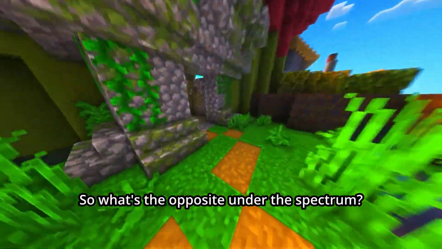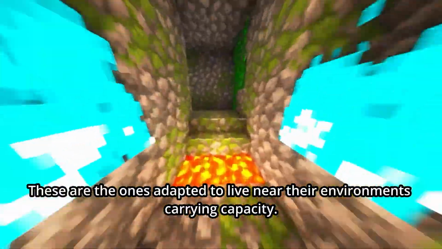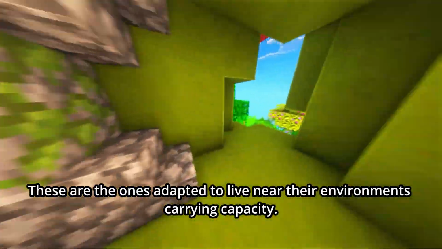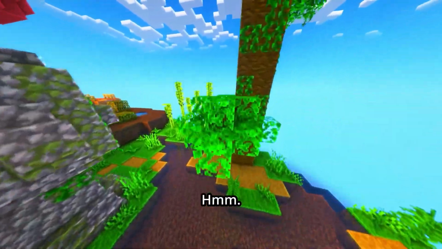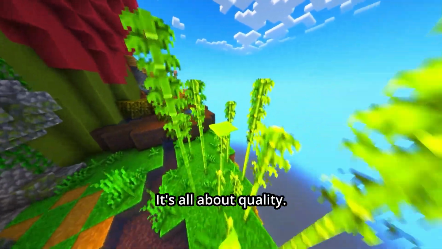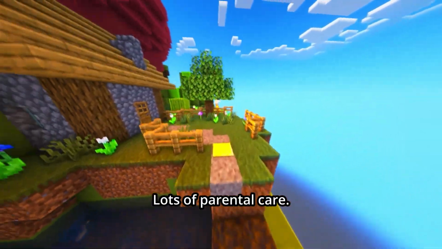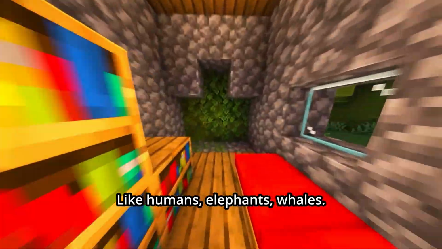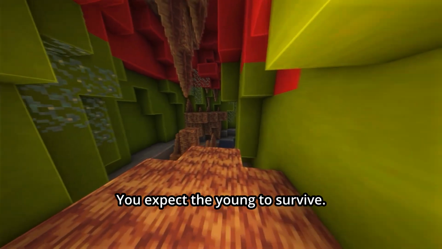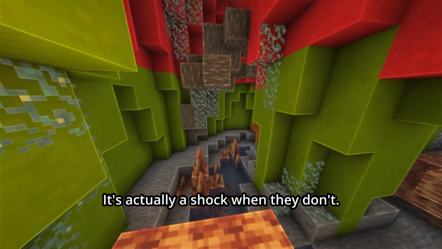Okay, so what's the opposite end of the spectrum? K-selected species? These are the ones adapted to live near their environment's carrying capacity, or K. They flip the strategy completely. It's all about quality. Heavy investment in fewer offspring. Lots of parental care. Like humans, elephants, whales. You expect the young to survive. It's actually a shock when they don't.